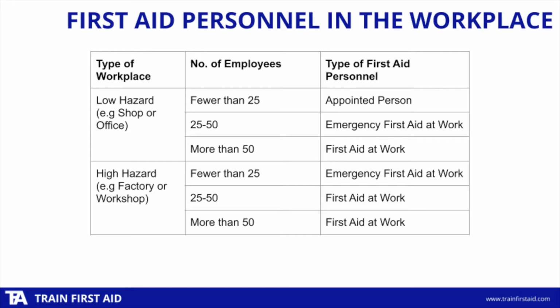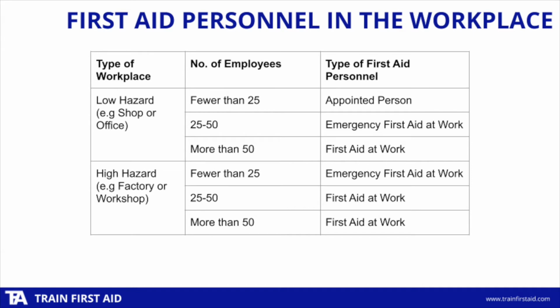When would you have each of these individuals? Well, we classify areas into low hazard and high hazard. A low hazard area would be like a shop or an office environment. If you have fewer than 25 members of staff and you're in a low hazard environment, you can just have an appointed person. If you've got 25 to 50 members of staff, you need to have an emergency first aid worker. And if you have up to 100 members of staff, we'd recommend you have a first aid worker.